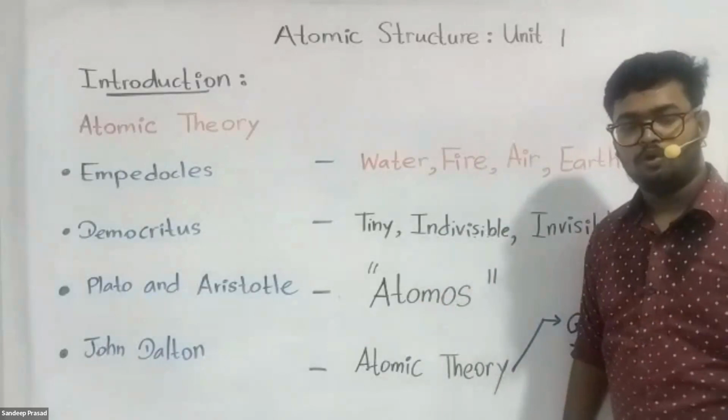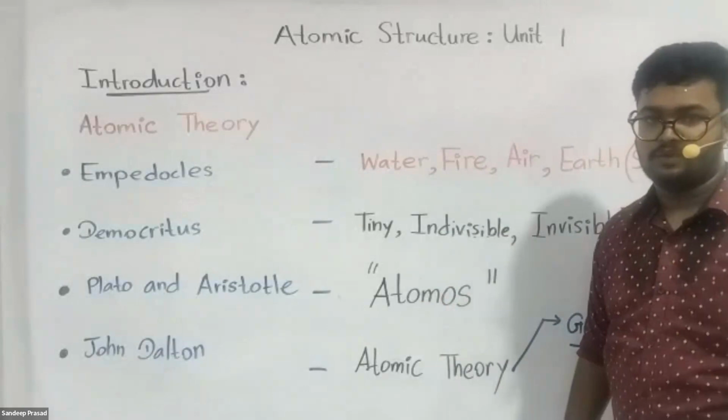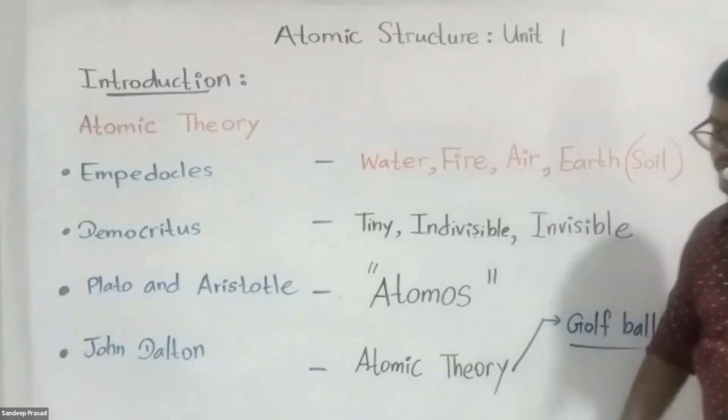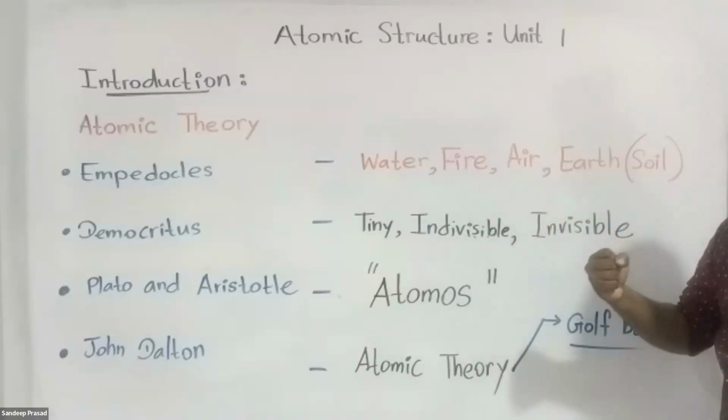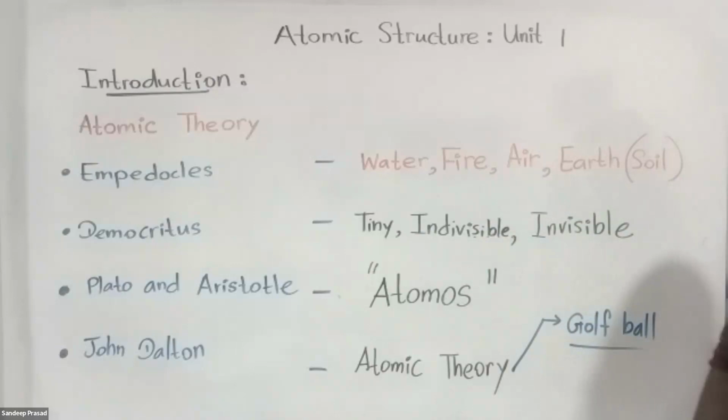So a golf ball, we cannot easily divide. John Dalton assumed that the atom looks like a golf ball. These are the things you have to remember under the introduction to atomic theory. This is the way atomic theory is. Okay, quickly note down. Quickly write down these things.